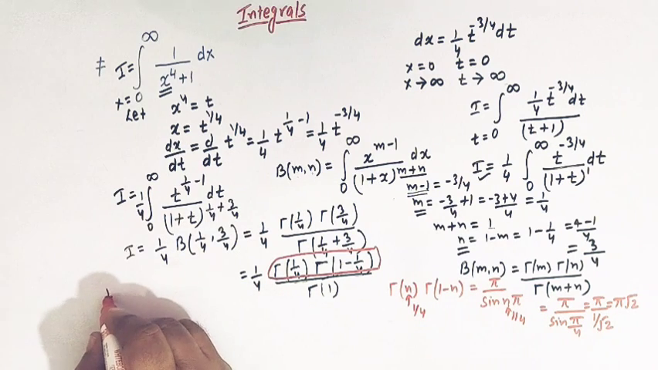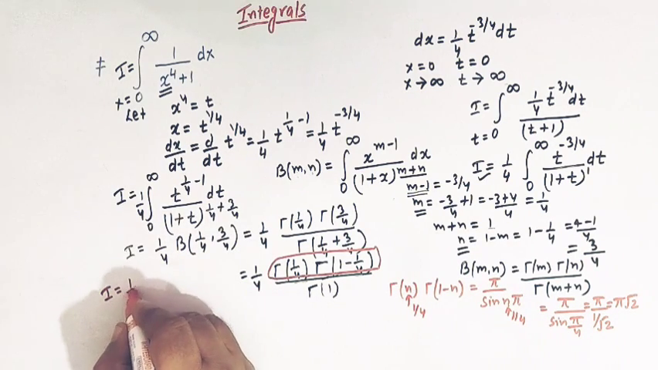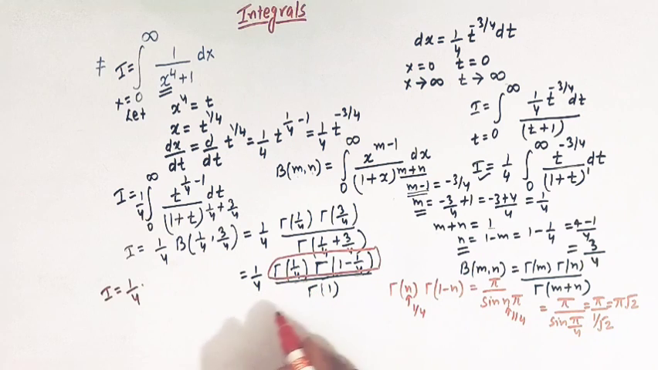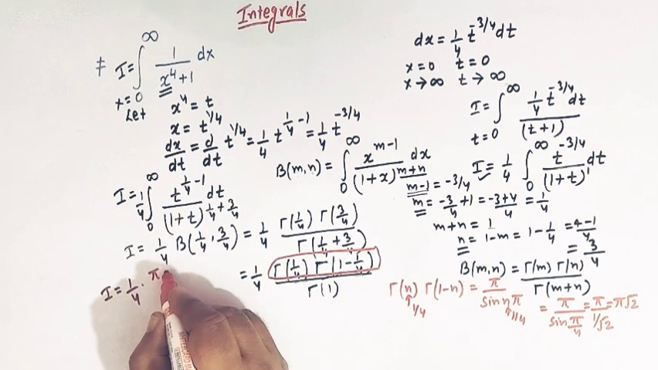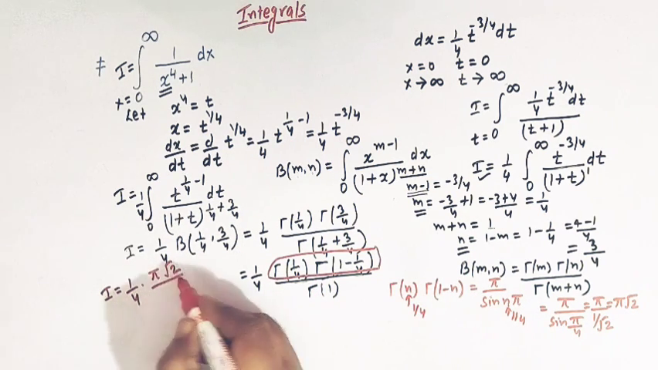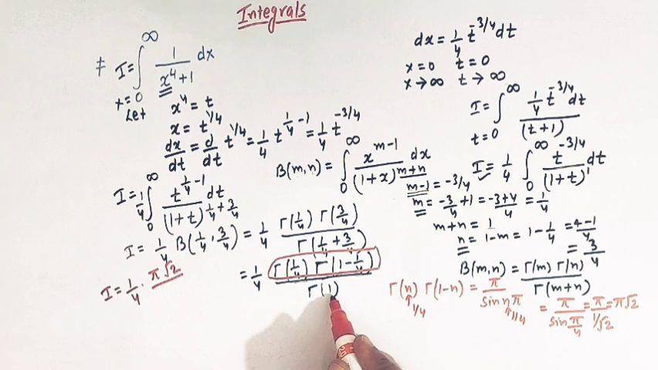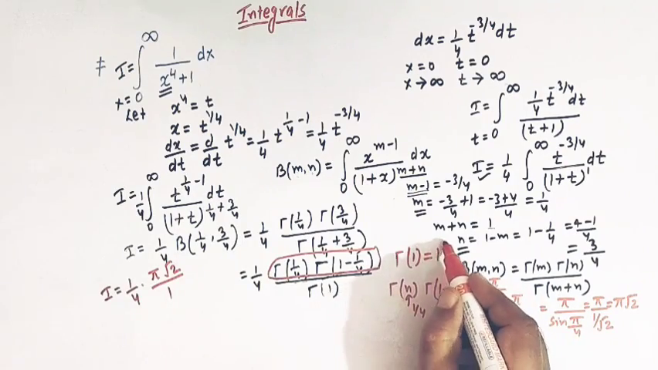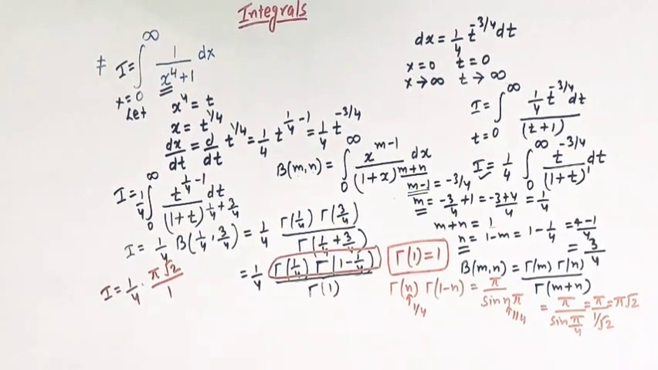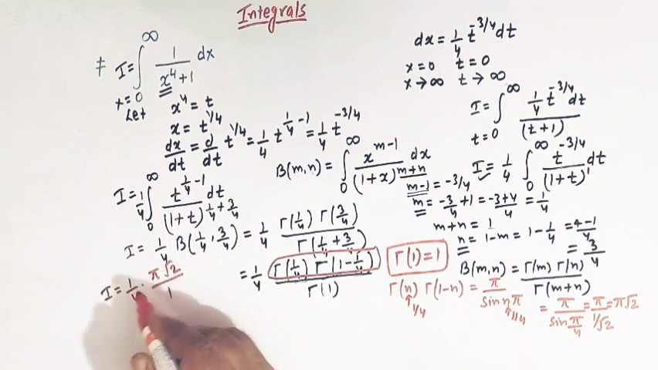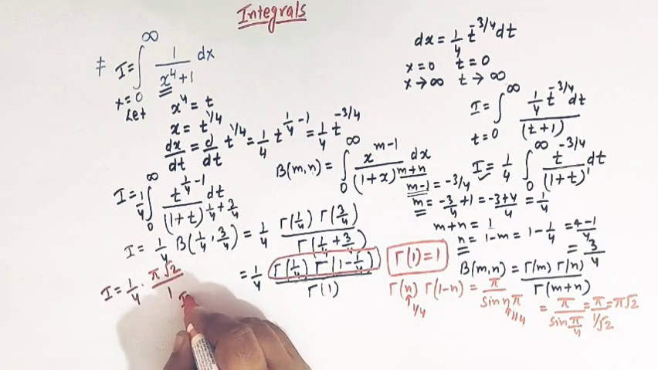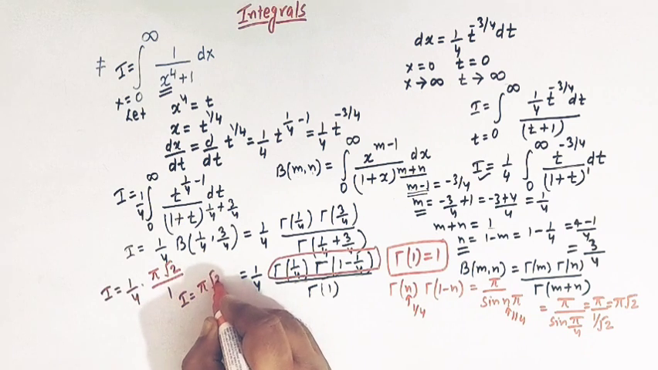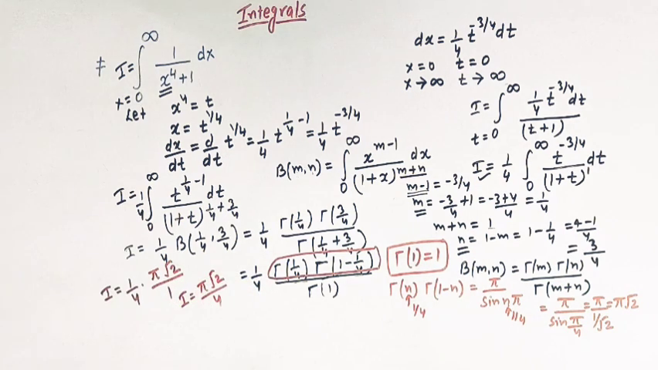So we have I is equal to 1 over 4, and here we have pi root 2, and gamma of 1 is equal to 1, right? Because we know that gamma of 1 is equal to 1, right? So the value of this integral I is given by pi root 2 divided by 4, right?